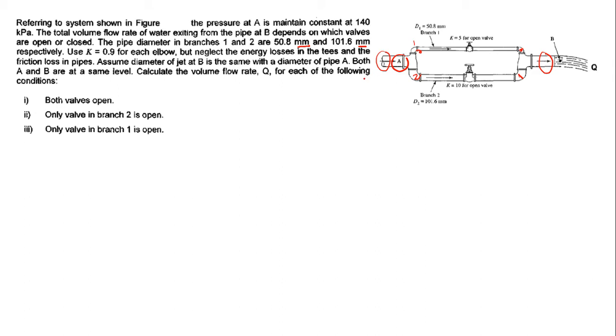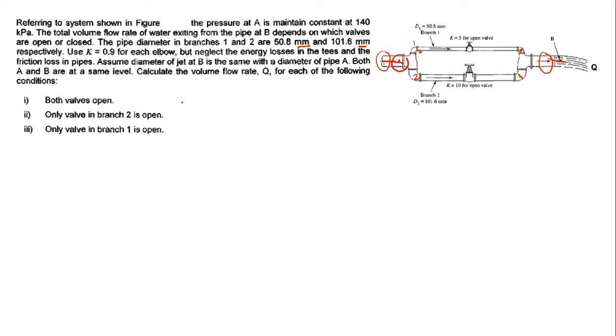Both A and B are at the same level. Okay, the Z is the same. Calculate the volume flow rate Q for each of the following conditions. First, both valves open; second, only the valve in branch 2 is open; and third, only the valve in branch 1 is open. Okay, we understand the question.